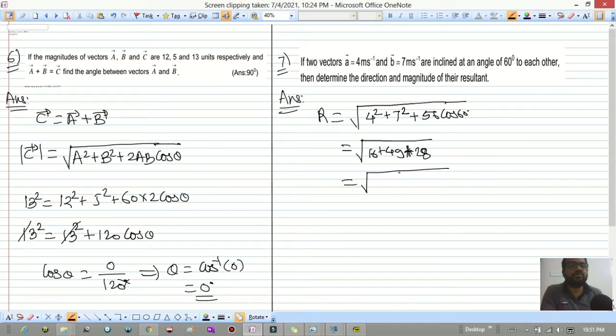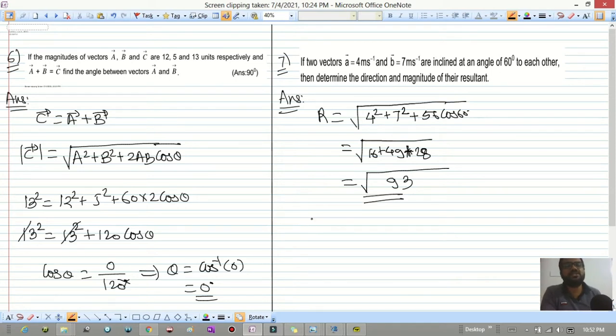So root of this is 16 plus 49 plus 28. It is root 83, I think. Just check it once, one more time. 16 plus 28, it is 44, plus 49, how much? 93. So this is the magnitude of the resultant.